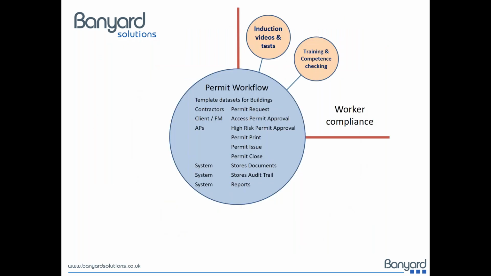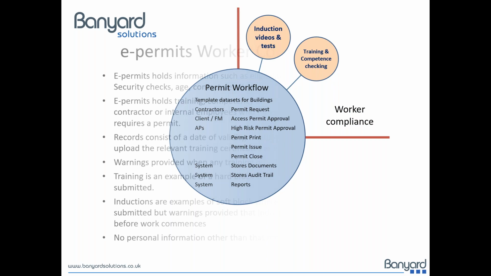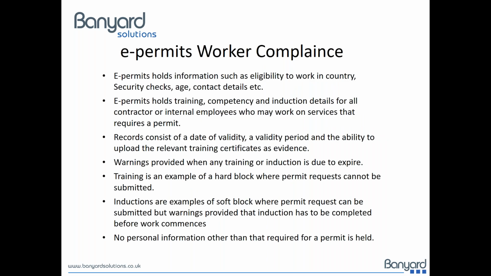The final area is what we call worker compliance. So here we're looking at things such as induction videos and tests, and most importantly, the training and competency checking of those people. So ePermits in the worker compliance module will now hold information such as eligibility to work in a country, security checks, and so forth. It'll also hold training, competency, and induction details for everybody as well.